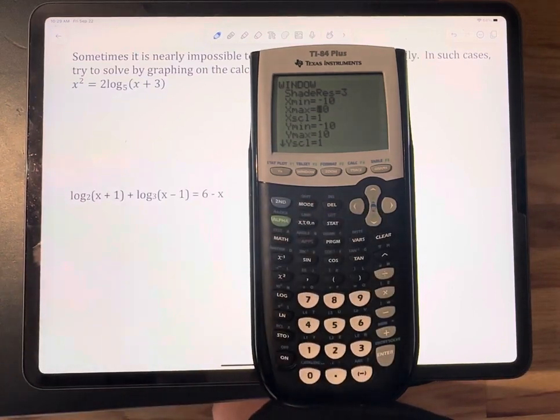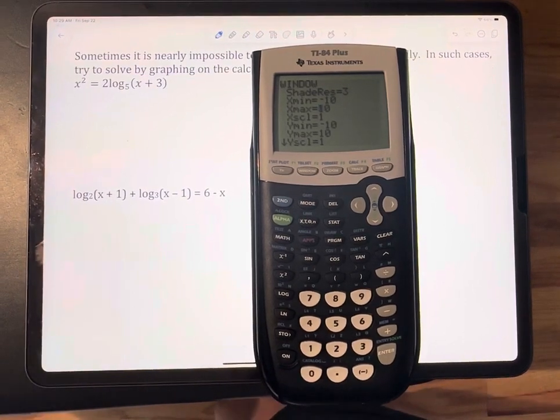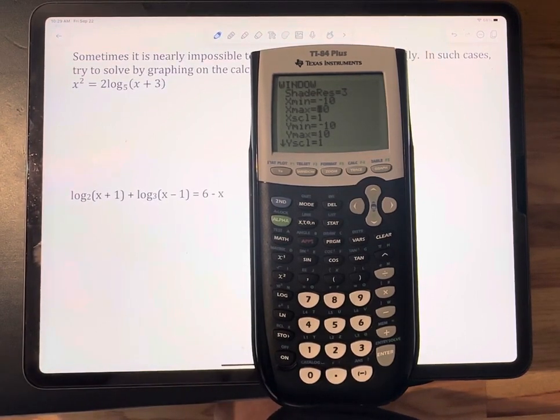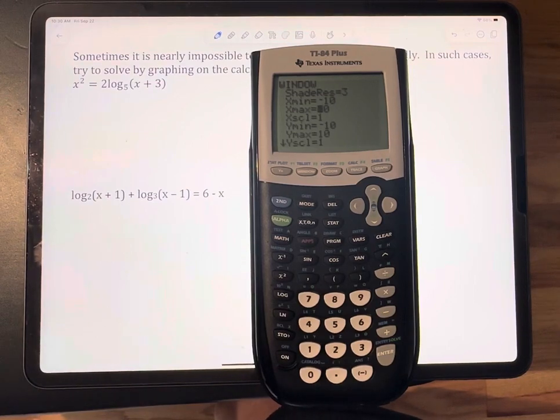And then if you end up getting an error message later on that says "error, no sign change," you come back and adjust these values, make your x minimum lower, your x maximum higher, and try the process again until you're able to get the solution you need.